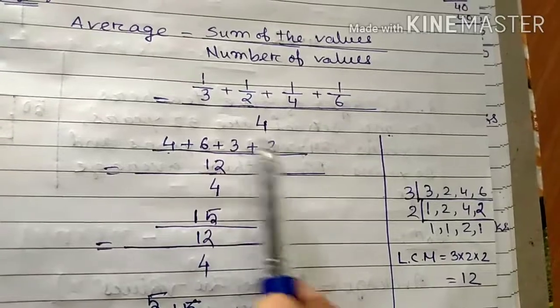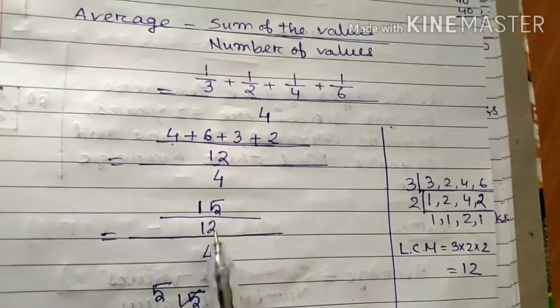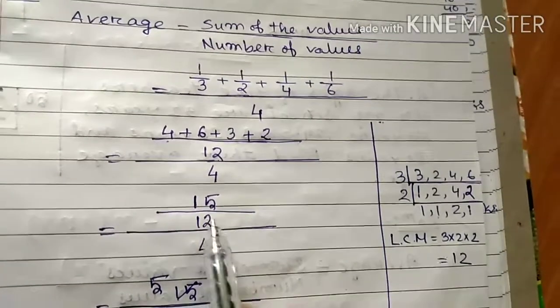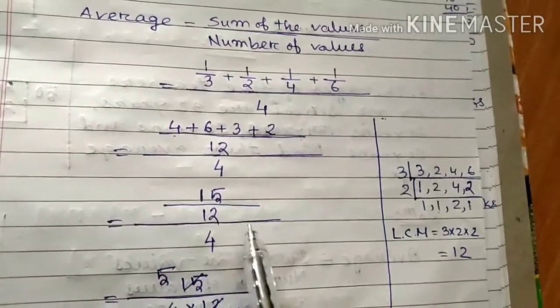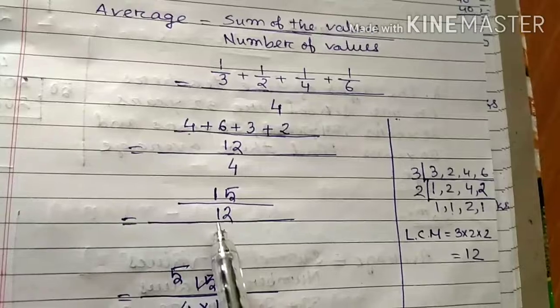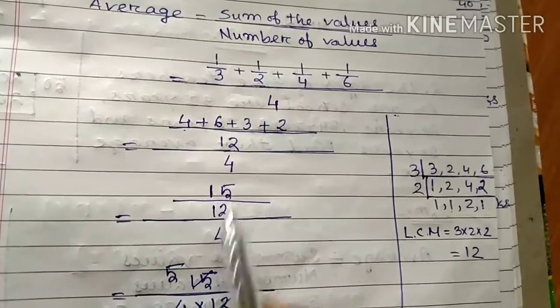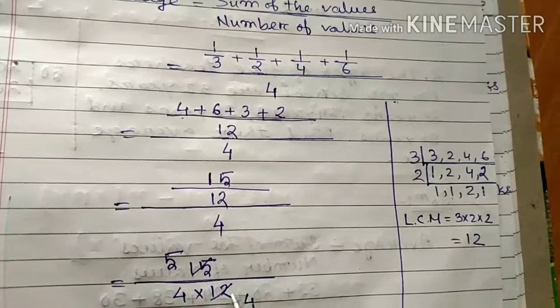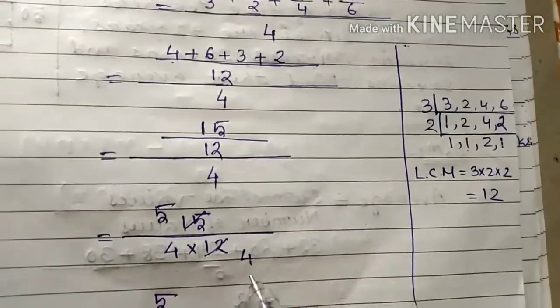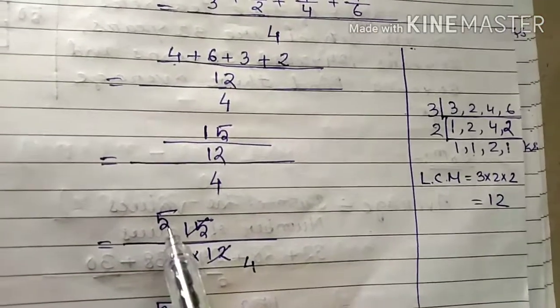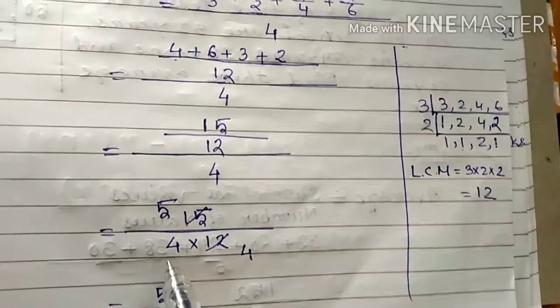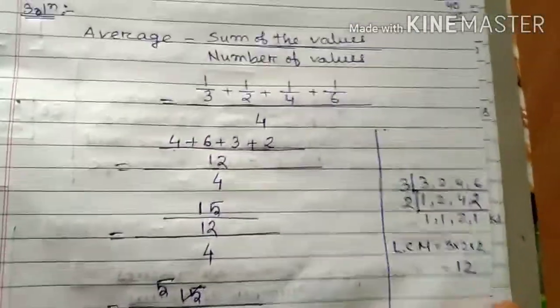So now add all the numerator parts. You will get 15, so 15 by 12, divided by 4. So this 12 is in the denominator of the numerator part, but it is in fraction form, so you can express this 12 below. So 15 by 4 into 12. Now 12 is divisible by 3 and 15 is also divisible by 3. So we can cancel, you get 5, and 4 into 4 gives 16. So 5 by 16. This is the result. Okay.